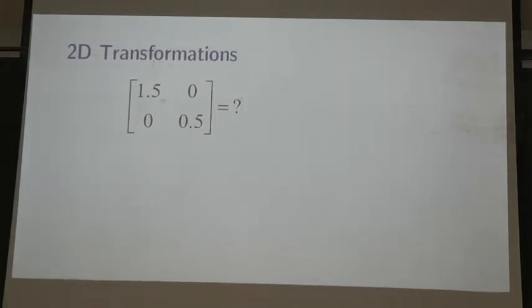So the x coordinate will be 1.5 times. The x coordinate will expand and the y coordinate will shrink. So you kind of get the sense that if the matrix is like this and there is a 0, 0 here, then this is a scaling along x and this is a scaling along y.